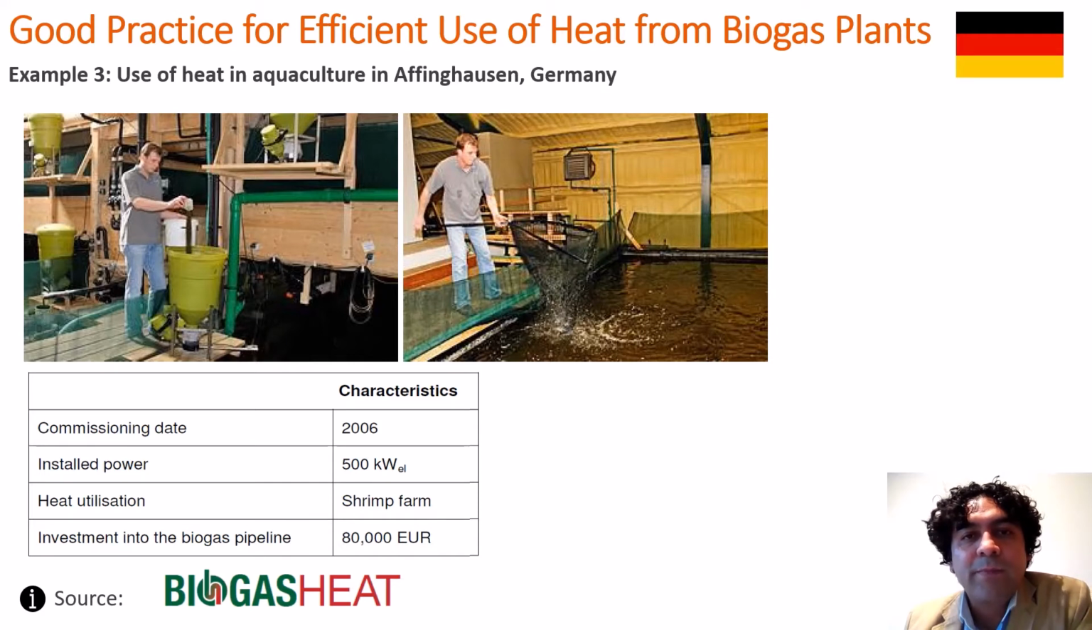The biogas plant has been operated since 2006 with 500 kilowatts of installed electrical capacity. It has one digester and uses over 7,000 tons of energy crops as substrate per year. In addition, the biogas plant supplies its heat to 7 apartments and a small private swimming pool.